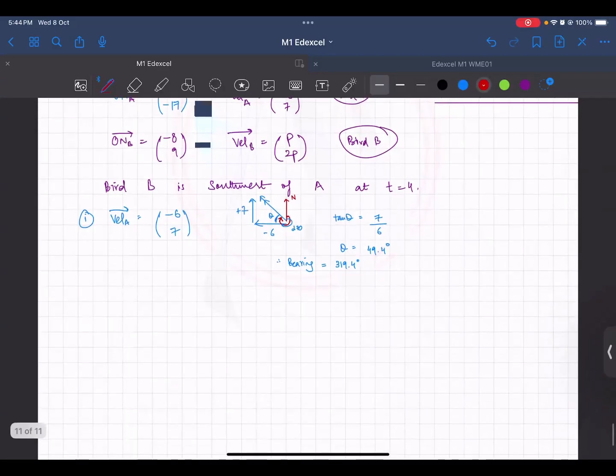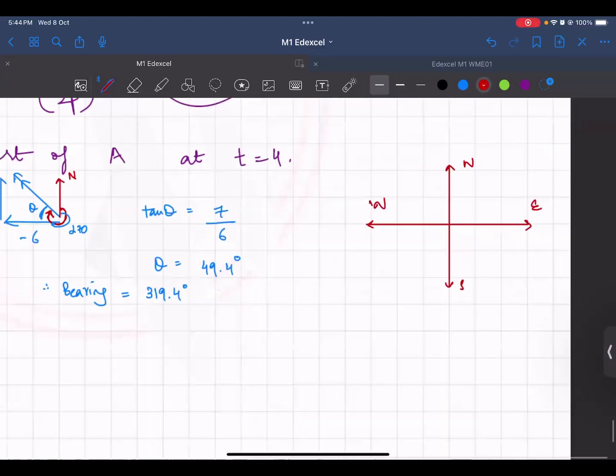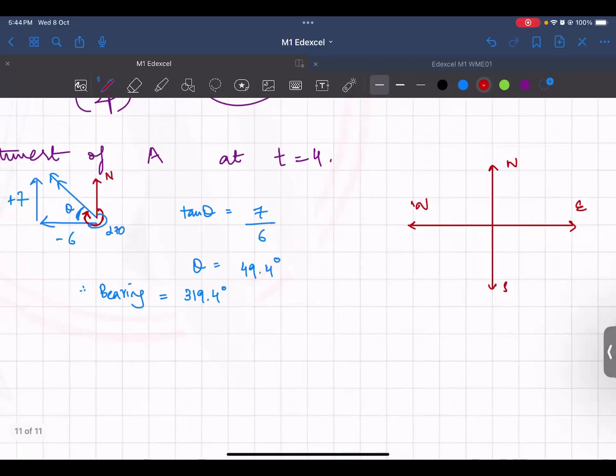This is north. North, south, east, west, isn't it? And southwest is this direction. It is 45 degrees from here and 45 degrees from here. So this is your southwest.